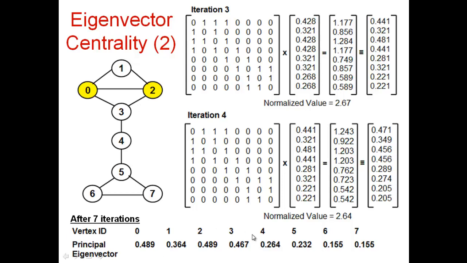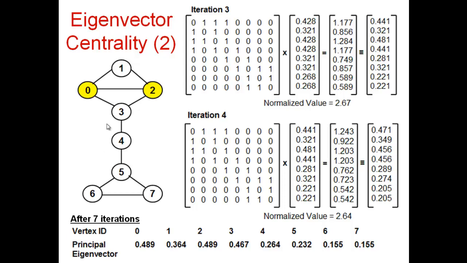But the other vertices have different eigenvector centralities, and again 6 and 7 are not distinguishable from each other because they have a degree of 2 and their common neighbor is 5. So there's no way they can have different eigenvector centralities. So if you want to now rank the vertices based on the eigenvector centrality, you will choose the largest eigenvector centrality first, which is 0 and 2, and then you can rank the others.